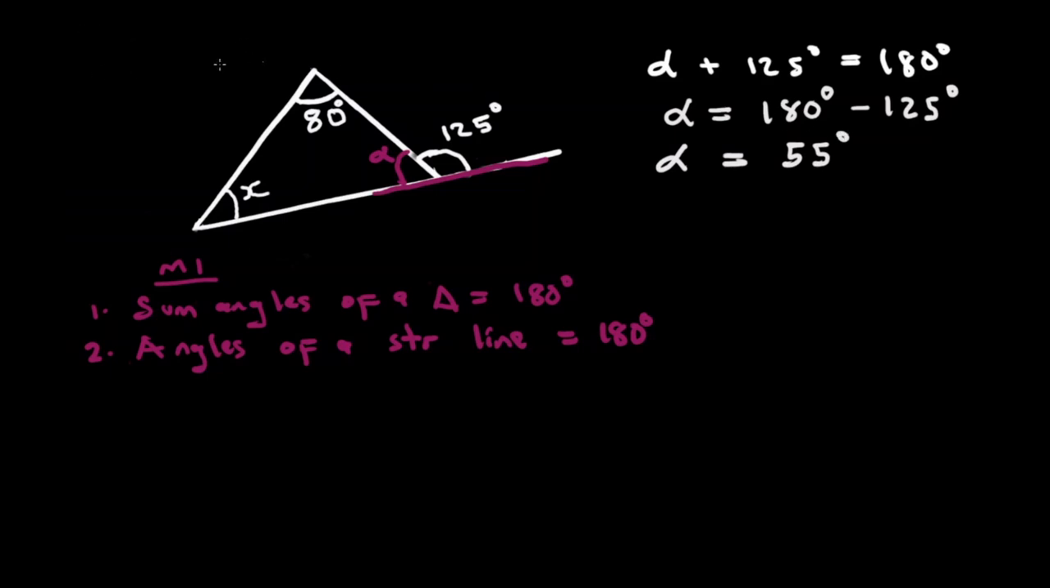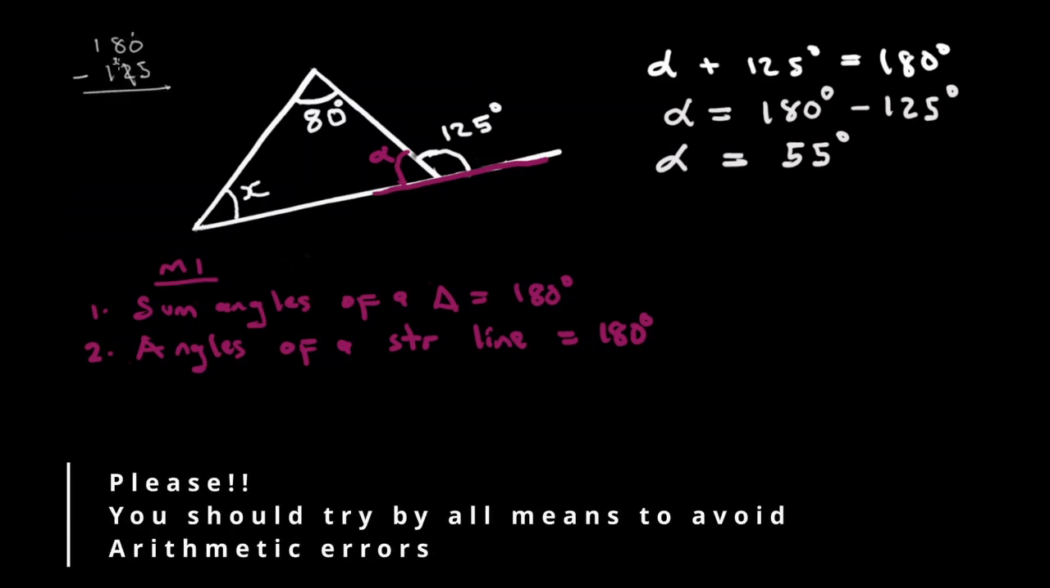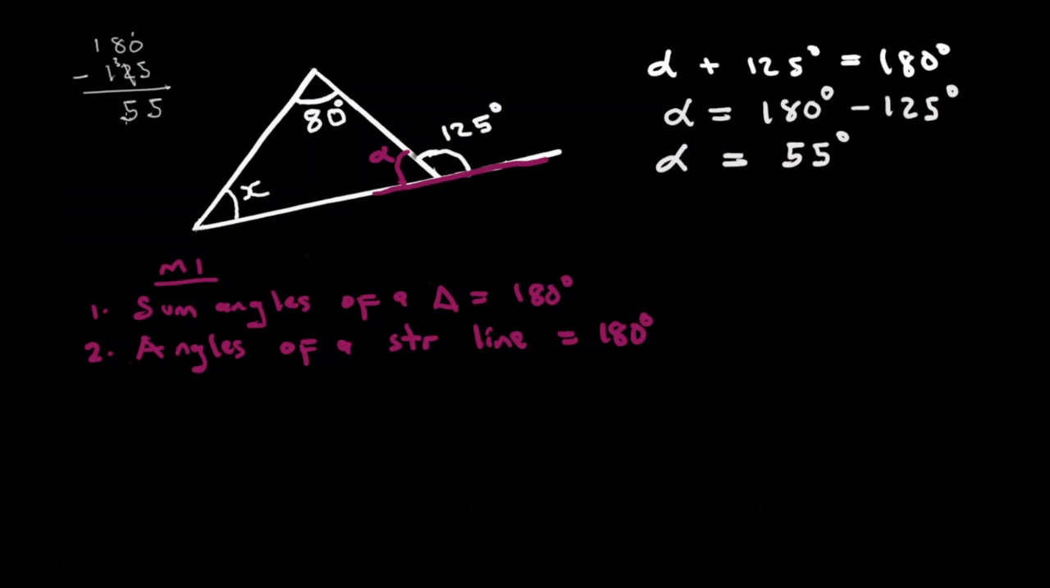Let us check for arithmetic accuracy. 180 subtracting 125. 10 minus 5 will be 5. 8 minus 3 also will be 5.